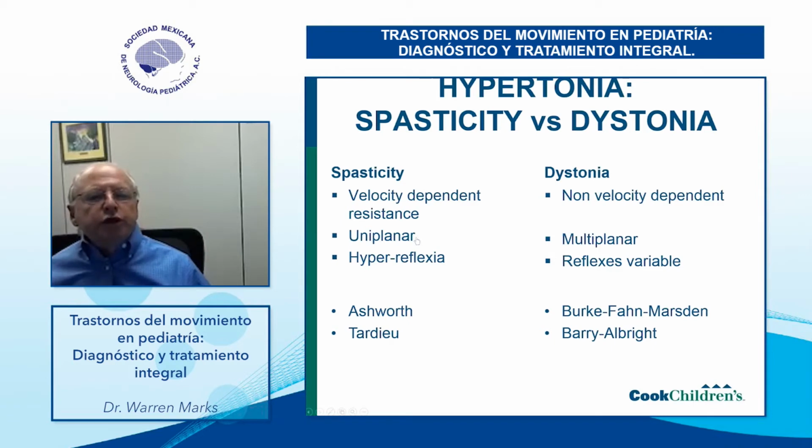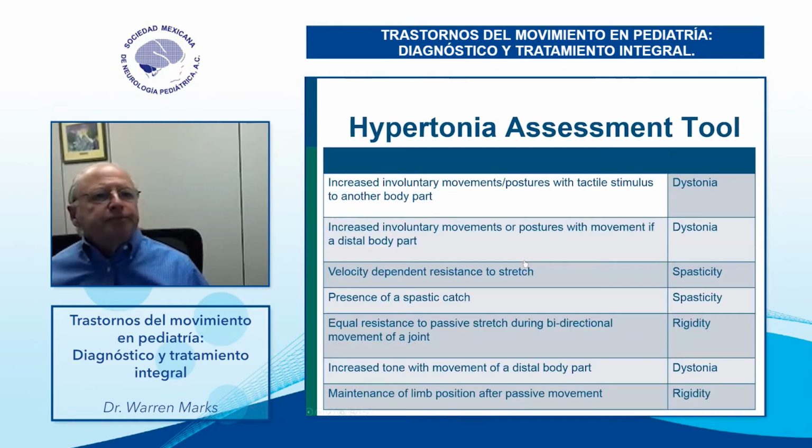Spasticity is velocity-dependent resistance to movement. It's usually in a single direction and usually associated with upper motor neuron signs such as hyperreflexia. Dystonia, on the other hand, is not really velocity-dependent. In fact, it may be worse the slower you try to move the extremity. It is usually in multiple directions, and the reflexes can be normal, decreased, or increased, depending. If they're very dystonic, you're not going to get reflexes because they'll be to the point of almost rigidity.